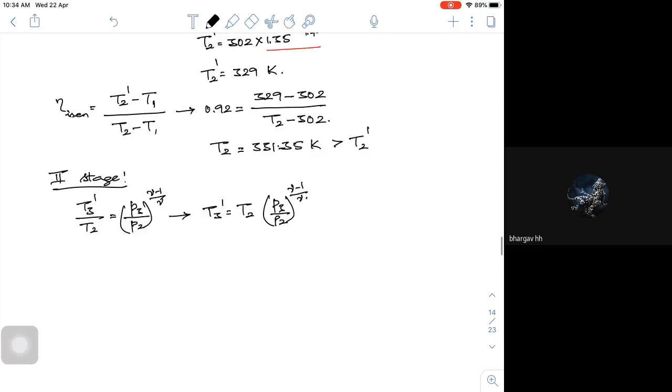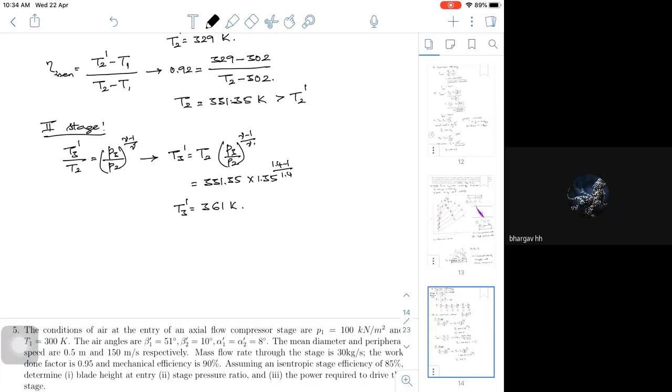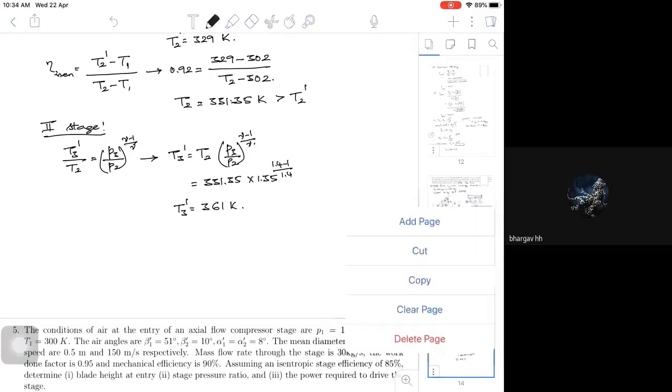Or I can put, what is my T2? It is 331.35 into 1.35 whole to the power of 1.4 minus 1 divided by 1.4. If I do that, I'll end up at T3 dash is equal to 361 Kelvin. Now repeat the same thing to calculate my T3.